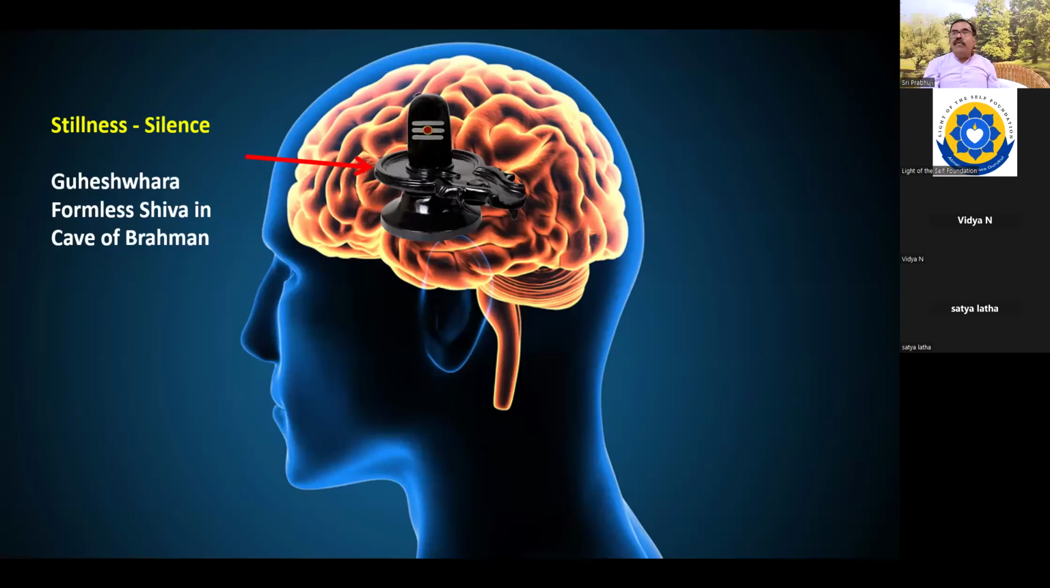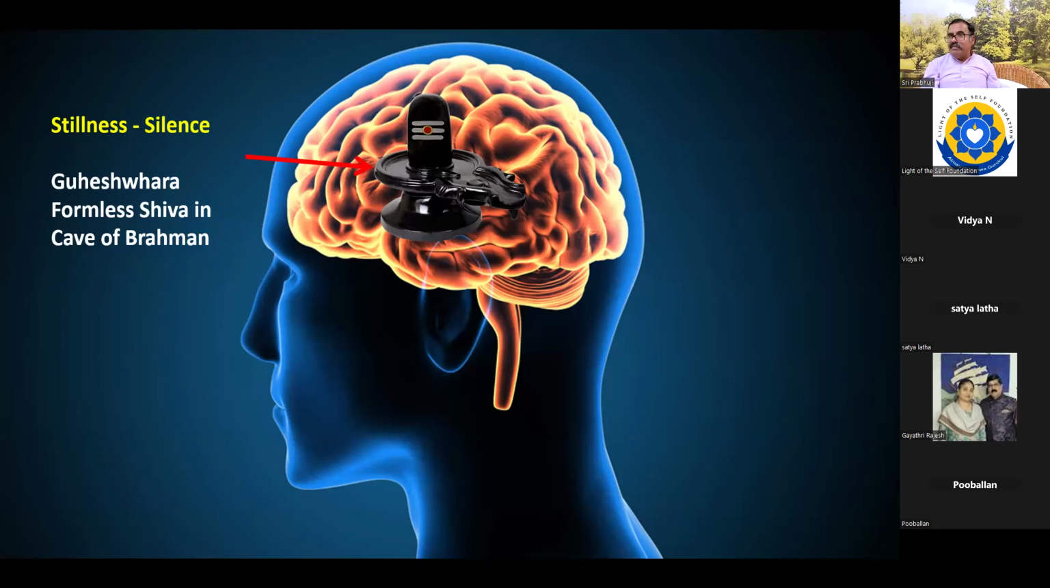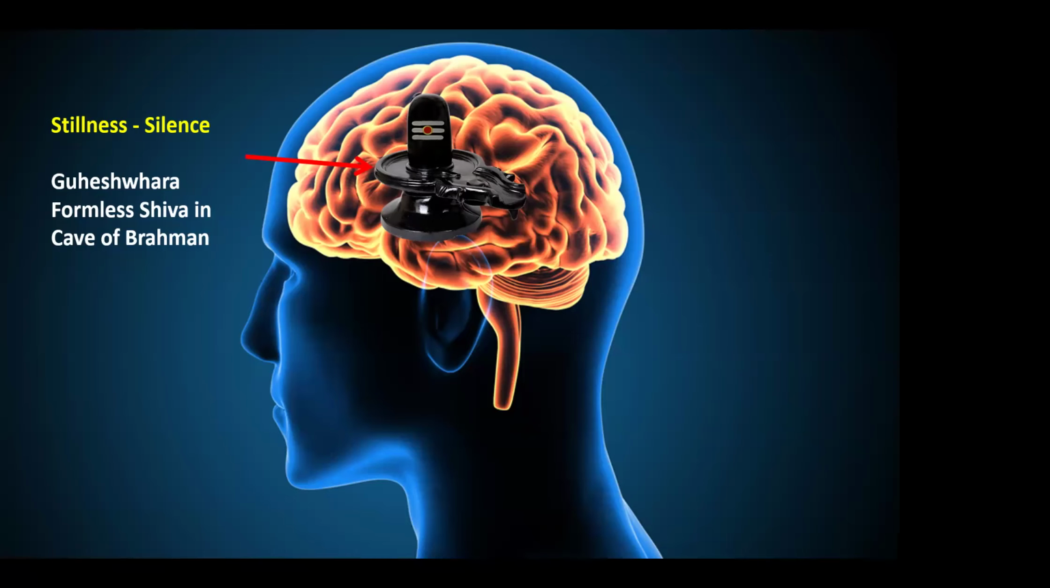Absence of everything. It is not shunya. It is pure awareness. Shakti is energy. Shakti is appearing as universe. In our body, we can find Shiva. Shiva is in Guheshwara. It's called cave. He lives in the cave. Which is cave? The Guha, Brahma Guha, Brahma Gufa in our brain. So that's the center of Ishvara.